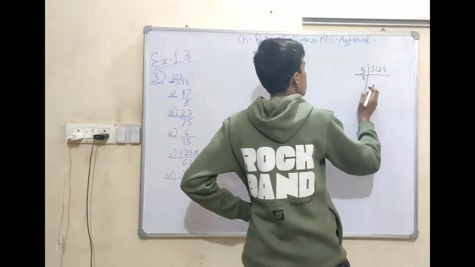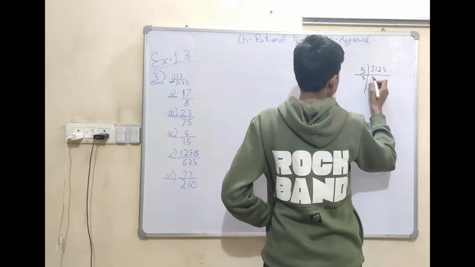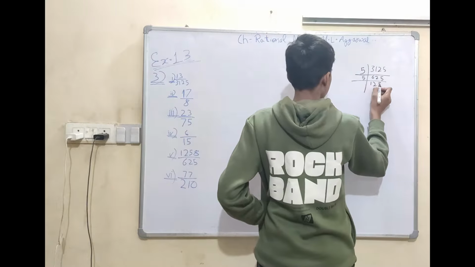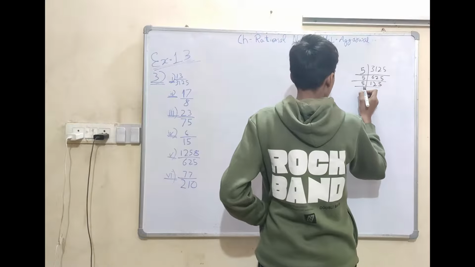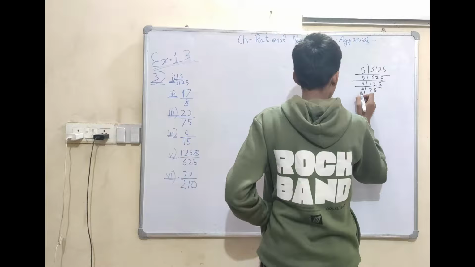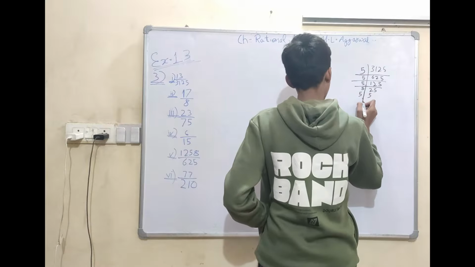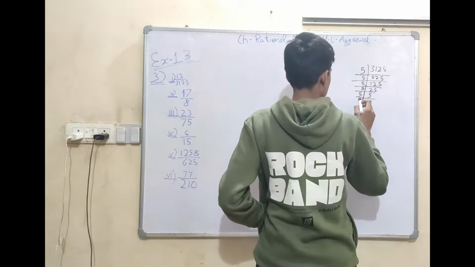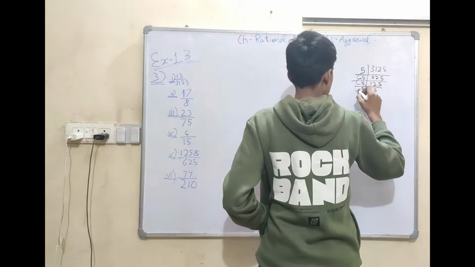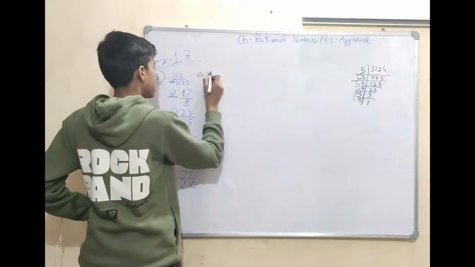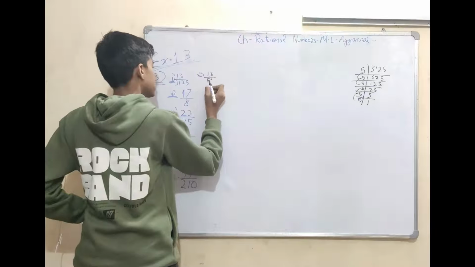So 3125, when we divide it by 5 we have 625. When we divide 625 by 5 we have 125. 125 divided by 5 we have 25. Divided by 5 we have 5, divided by 5 we have 1. So it's 5 to the power 5. So it's 13 upon 5 to the power 5.